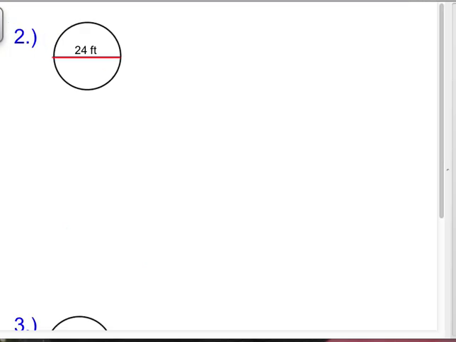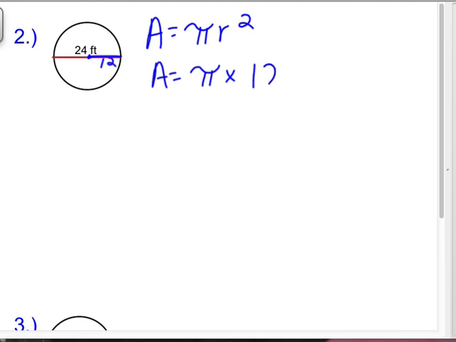Let's try some more, now that you've caught on to this, I hope. Look at this nice little circle. Oh, this could be a swimming pool. It's 24 feet across. Start with my formula. Pi r squared. Plug in my numbers. What's my radius? Don't you tell me 24. It's not 24. The radius is 12. Oh, see, I hope you were paying attention. Gotta square it.